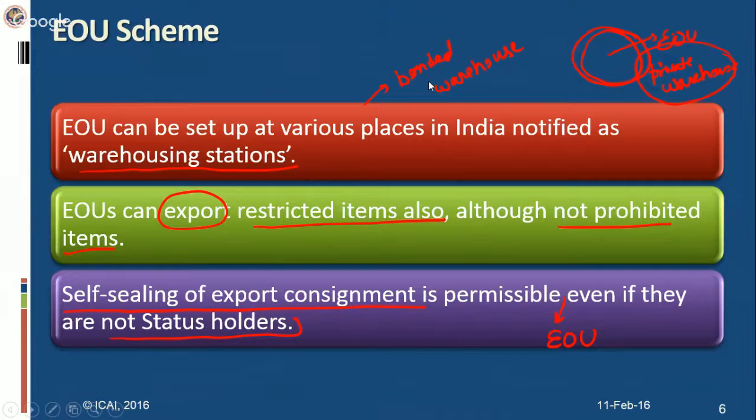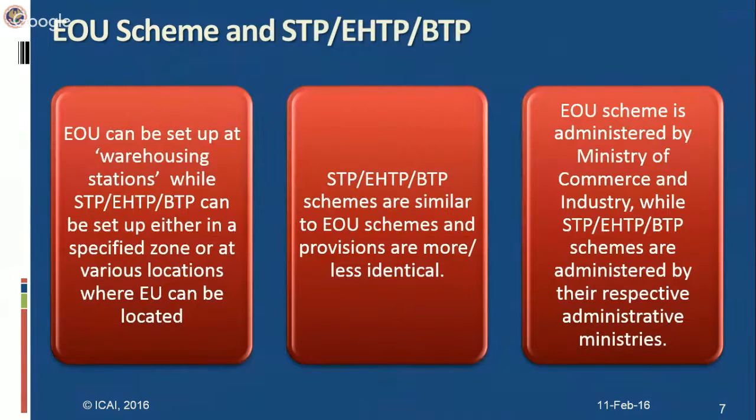In fact, this scheme is not limited to EOU. This scheme is also available to certain other units, and that is STP, Software Technology Park, EHTP, Electronic Hardware Technology Park, and BTP, that is Biotechnology Park. So this scheme is actually a combination and integrated scheme for all these four: EOU, Export Oriented Unit, STP, EHTP, and BTP. More or less, you will find that the schemes for EOU, STP, EHTP, and BTP are identical.